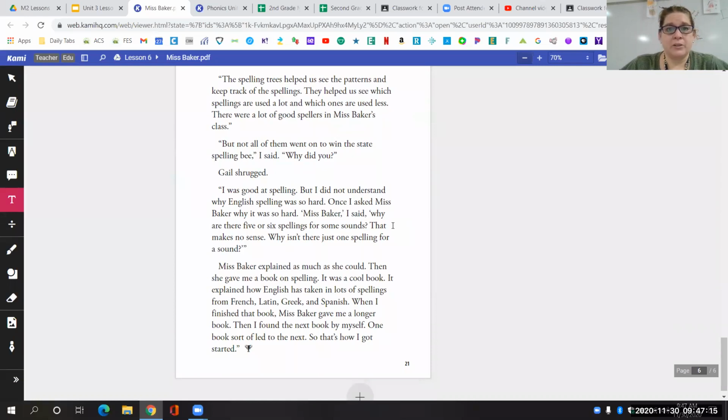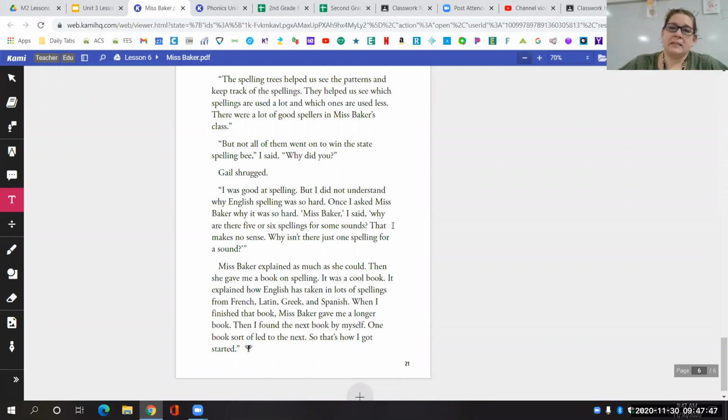There were a lot of good spellers in Miss Baker's class, but not all of them went on to win the state spelling bee, I said. Why did you? Gail shrugged. I was good at spelling, but I did not understand why English spelling was so hard. Once I asked Miss Baker why it was so hard. Miss Baker, I said, why are there 5 or 6 spellings for some sounds? That makes no sense. Why isn't there just one spelling for a sound?